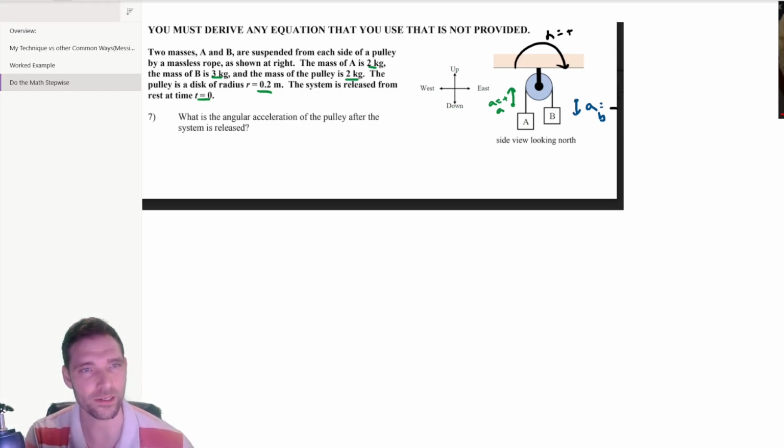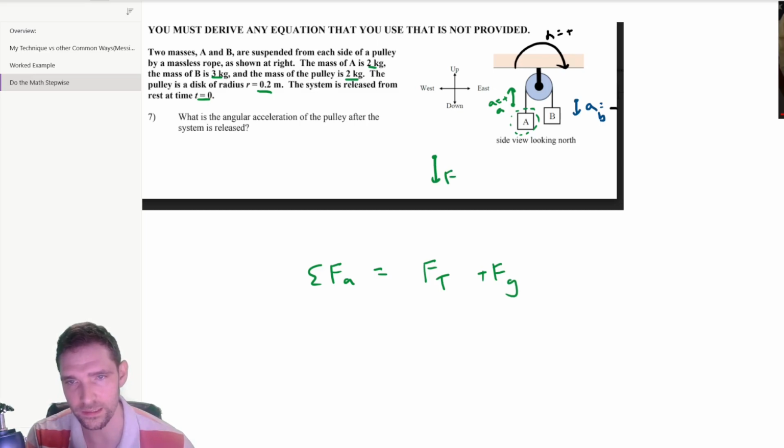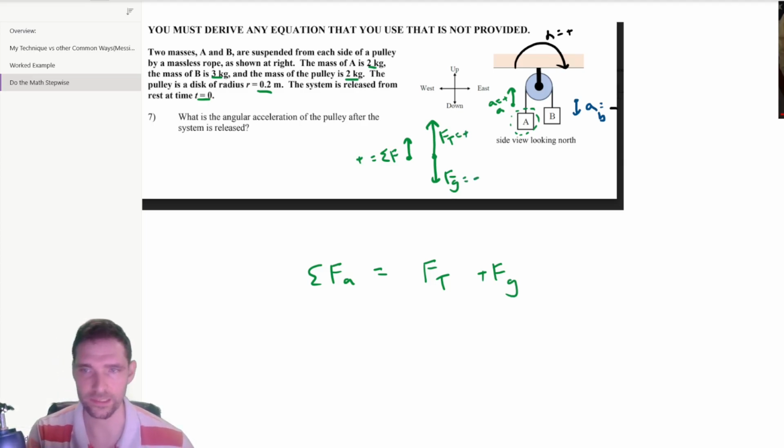So if we're looking at part A right here, we've got the sum of forces for part A, and it looks to me like it's got this force tension and the force of gravity. So if we're just doing this box right here, there's this force of gravity, and then there's some sort of force tension. We know it's accelerating up, so this force tension is bigger than the force of gravity. So we've got some sort of sum of force that's going up in the positive direction, like this. That's going in the negative.